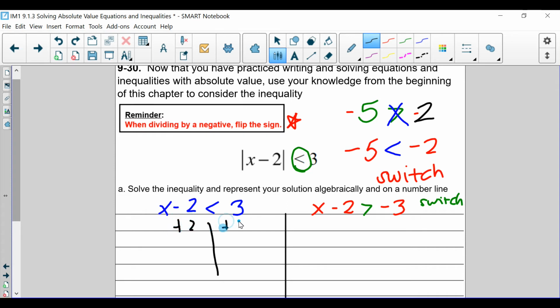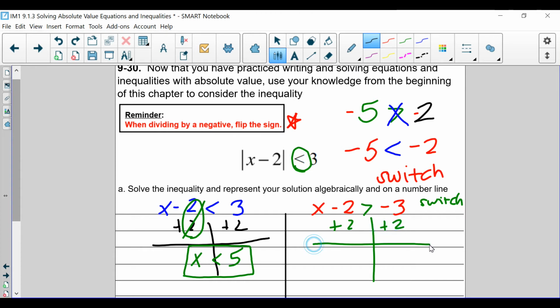Going to add 2 to both sides here. This one is not as challenging. The main thing is that you just need to make sure you switch the sign there. So we've got x is less than 5. Then over here, we're going to go ahead and add 2. And then we're going to notice this is a 0 pair. We've got x is greater than -1. So what does that look like?